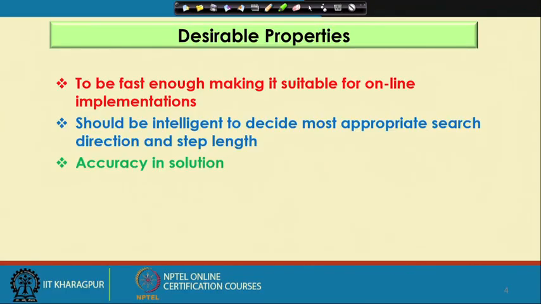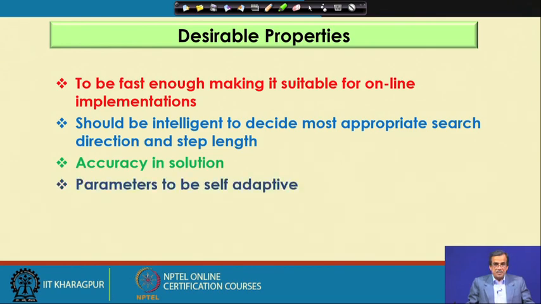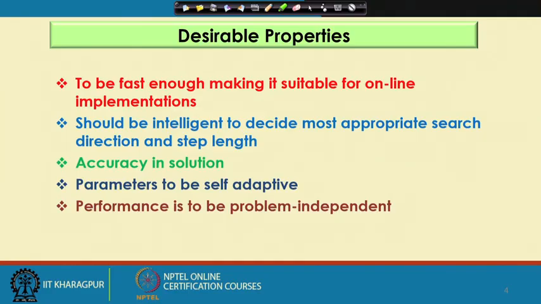And of course, it will have to maintain that level of accuracy. The solutions are to be accurate, and at the same time this tool should be able to provide the solution as quickly as possible. To do that, the parameters of this algorithm should be self adaptive. That means it will have to adjust its parameters depending on the situation of the problem. And as I told, the performance of this algorithm has to be problem independent.